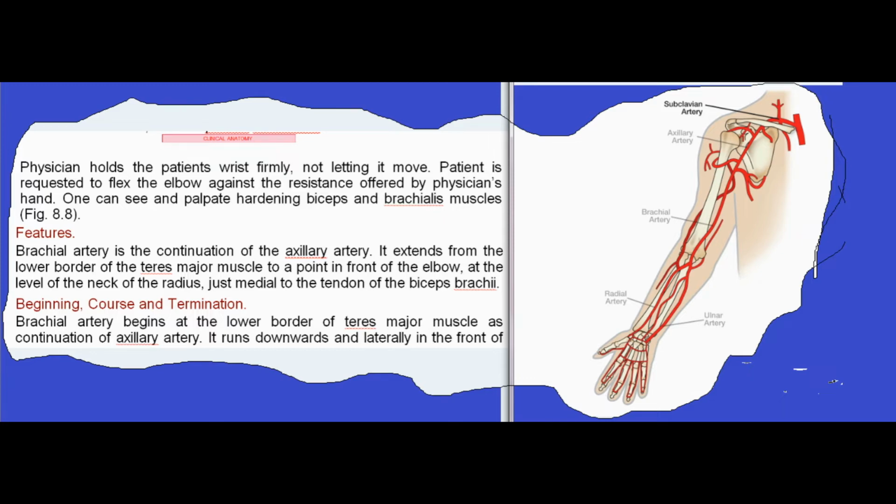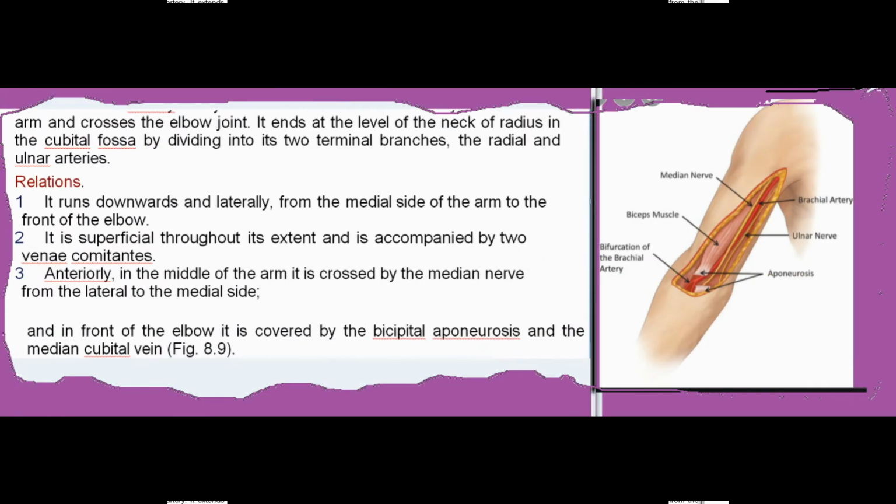It runs downwards and laterally in the front of arm and crosses the elbow joint. It ends at the level of the neck of radius in the cubital fossa by dividing into its two terminal branches, the radial and ulnar arteries.